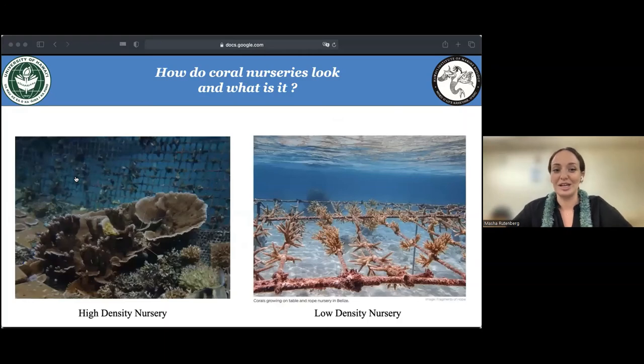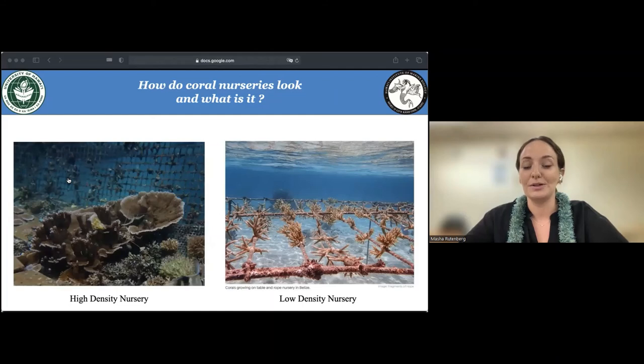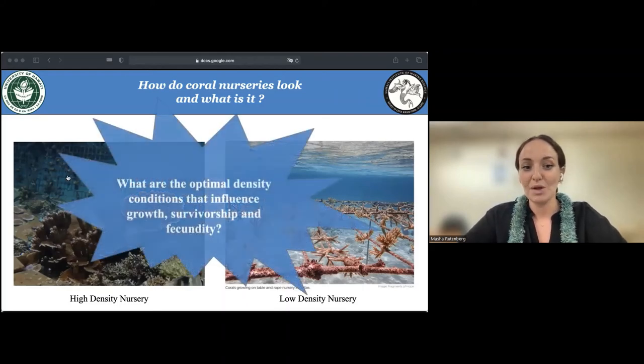Globally, efforts to restore and improve coral communities vary significantly. One of these ways includes raising coral in a coral nursery, and nurseries differ. Reef managers can choose to raise coral in a high-density nursery like this one at HIMB, or in a sparse nursery like this one in Belize. In these nurseries, reef managers can observe changes in pH levels, community structure, presence of predators, sunlight availability, and sea surface temperatures. With such a difference in methodology, my overarching question is, what are the optimal density conditions that influence growth, survivorship, and fecundity?